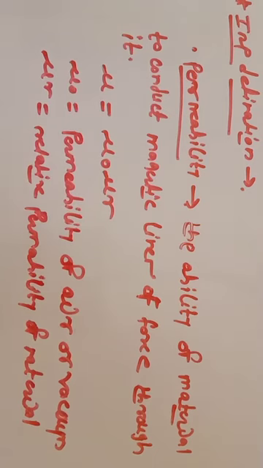So we have covered magnetic flux, then magnetic flux density, and the third, permeability. Let us discuss the next definition, the relation between B and H.